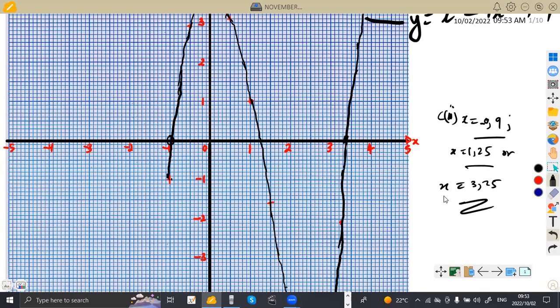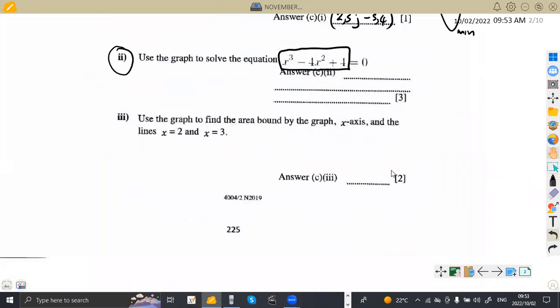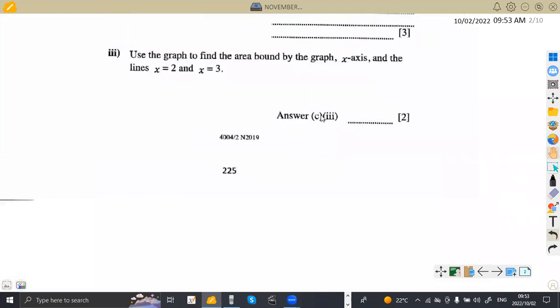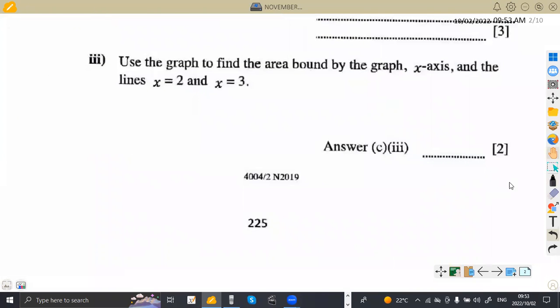Where your graph crosses the x-axis, that's where you're going to have your answer from. Okay, so that was it on the solutions of the graph. Now the other part: we are given, use the graph to find the area bounded by the graph, the x-axis and the lines x is equal to 2 and x is equal to 3.